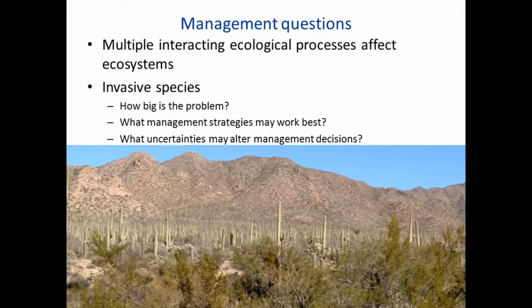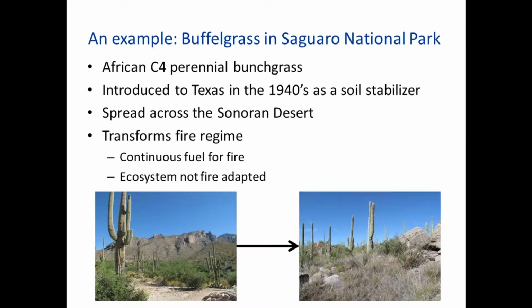So first I want to give you a little background on the project. There were several management questions that we were interested in related to this project. There are multiple interacting ecological processes that affect ecosystems, and one of these is invasive species. Several of the questions that managers asked are: how big is the problem? What management strategies may work best to control invasive species? And what uncertainties exist that may affect management decisions that we might need to go out and do research on? So this could be used to guide future research questions.